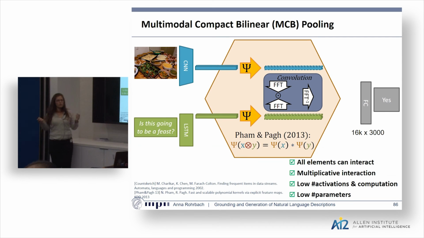This is, to tell the long story short, effective to compute and not as high in terms of parameters as the outer product, and gives us a good approximation, as has been shown in the prior works.